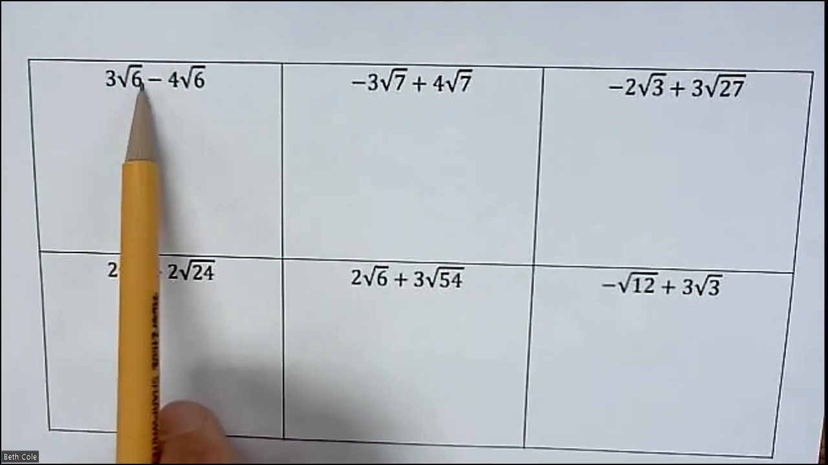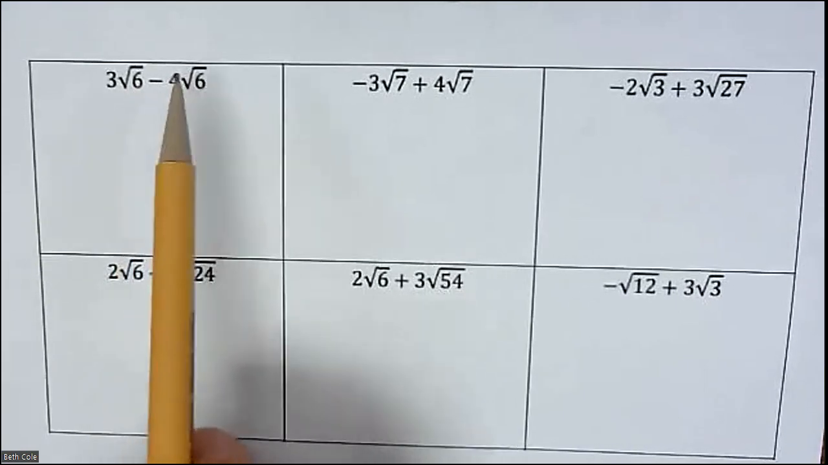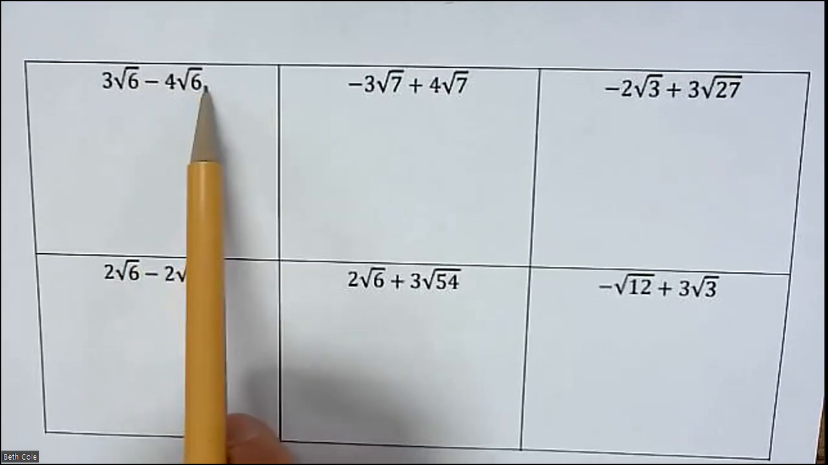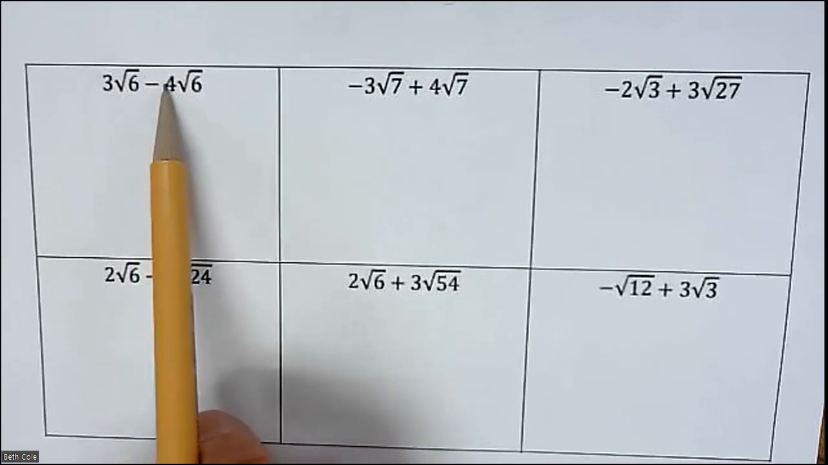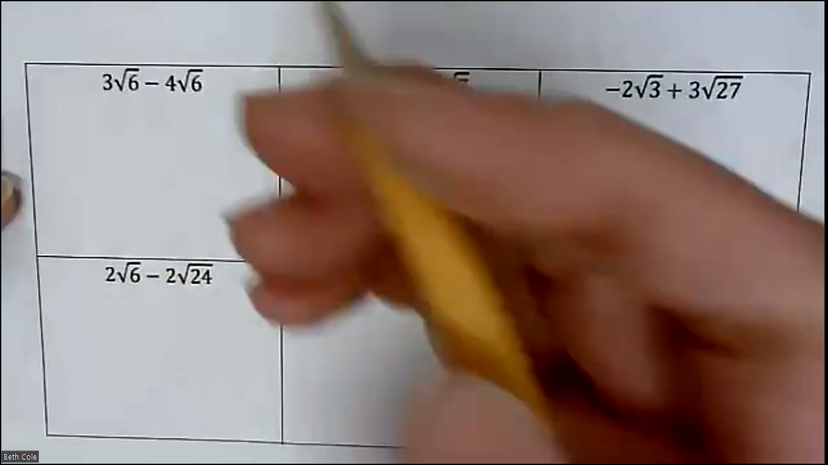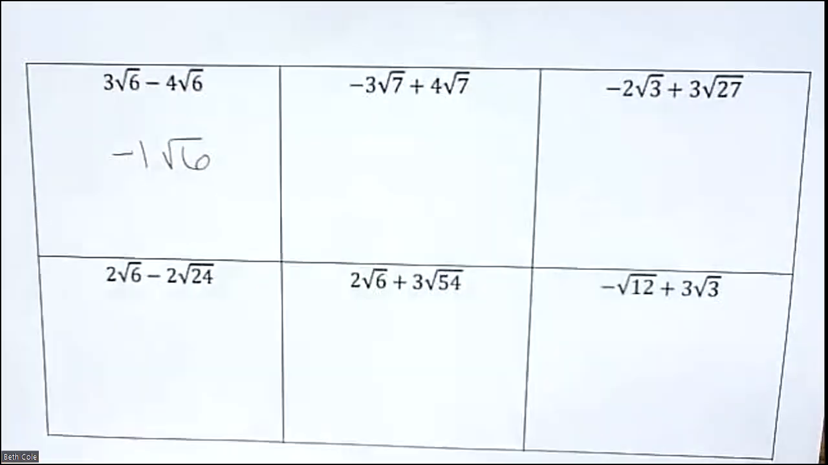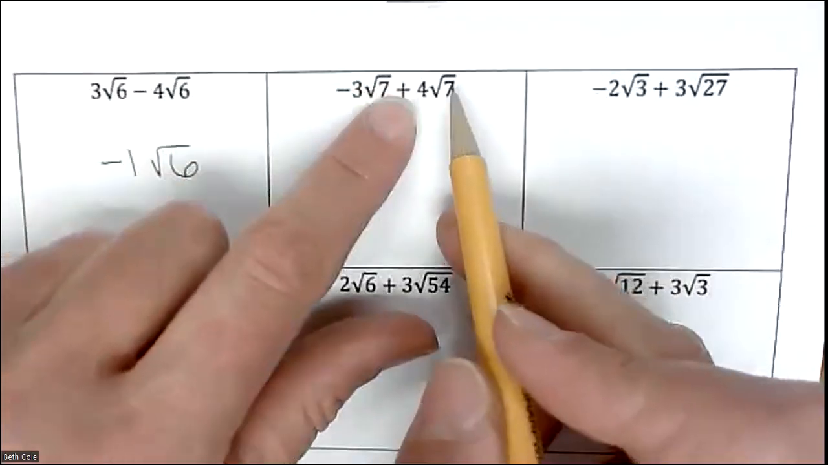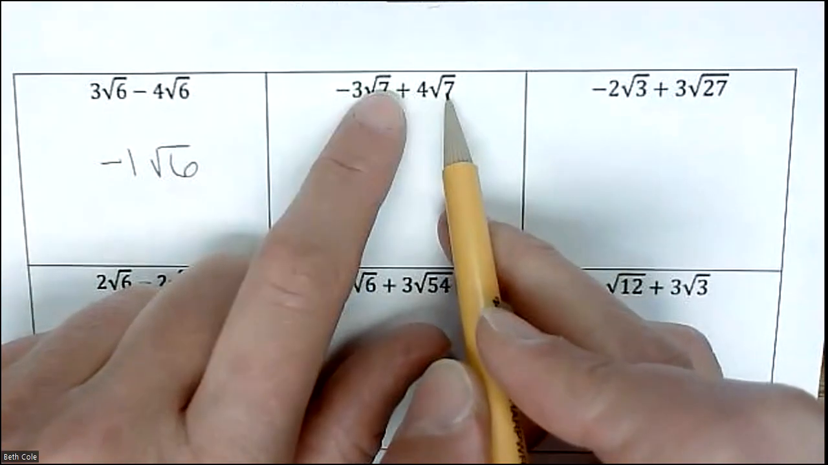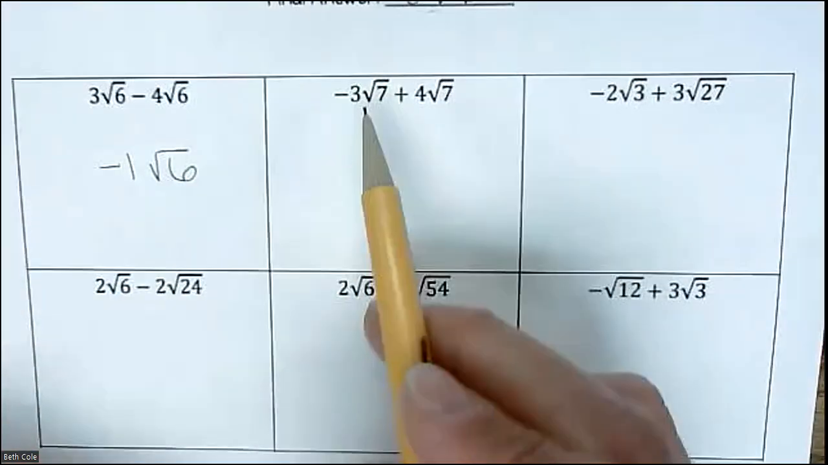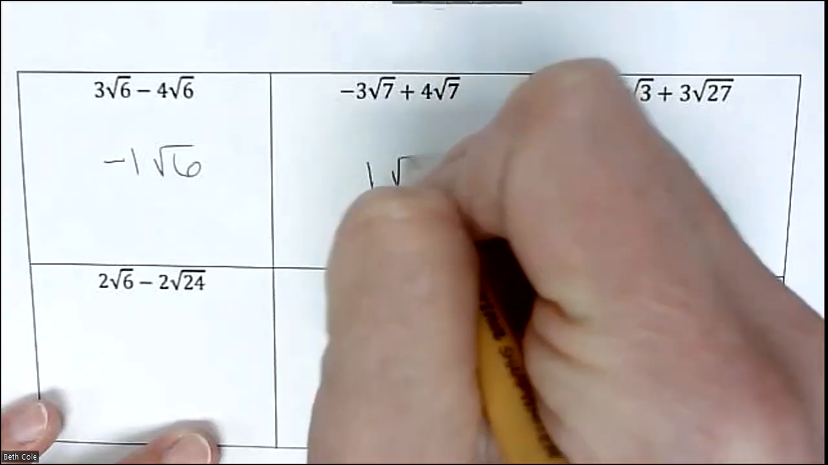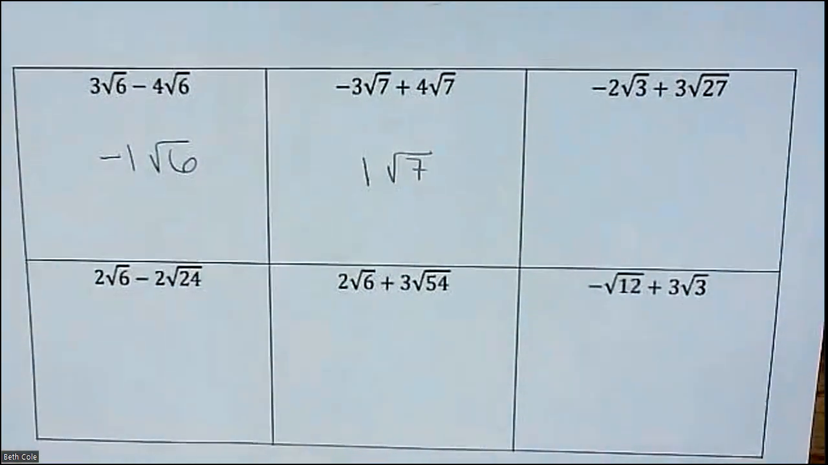So look at this one. Do you see how they're both the same? You can just go ahead and subtract them. 3 square root of 6 minus 4 square root of 6. Well, what does 3 minus 4 give you? -1. You get -1 square root of 6. That's literally it. You're just combining like terms. This one's the same. See how they're both square root of 7? You can just go ahead and put them together. -3 plus 4 is 1, so 1 square root of 7. And you don't actually even need to write it if it's 1.